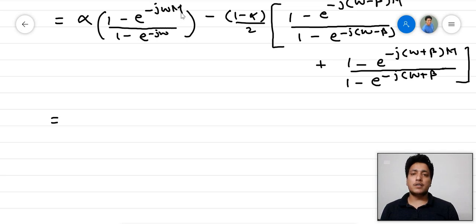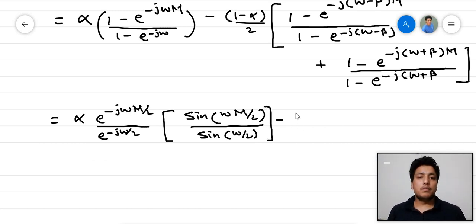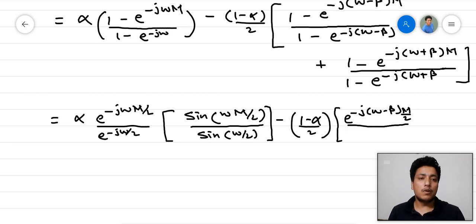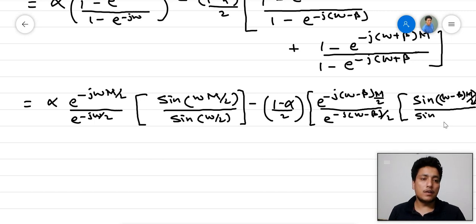Then taking e^(-j omega by 2) common in each case, we get alpha e^(-j omega M by 2) over e^(-j omega by 2) times sine(omega M by 2) over sine(omega by 2), then minus (1 minus alpha) by 2 times e^(-j (omega minus beta) M by 2) over e^(-j (omega minus beta) by 2) times sine((omega minus beta) M by 2) over sine((omega minus beta) by 2).